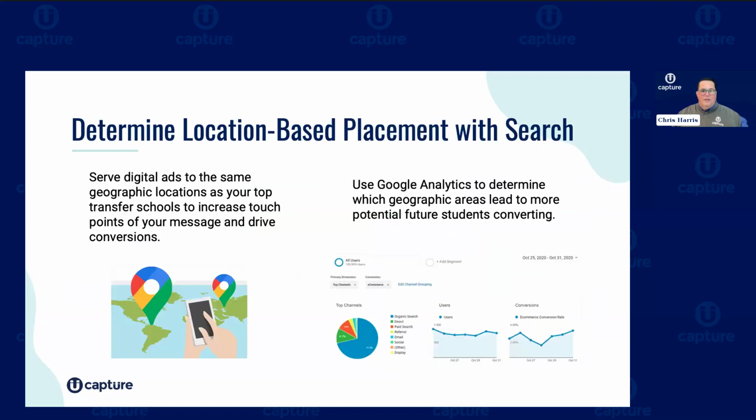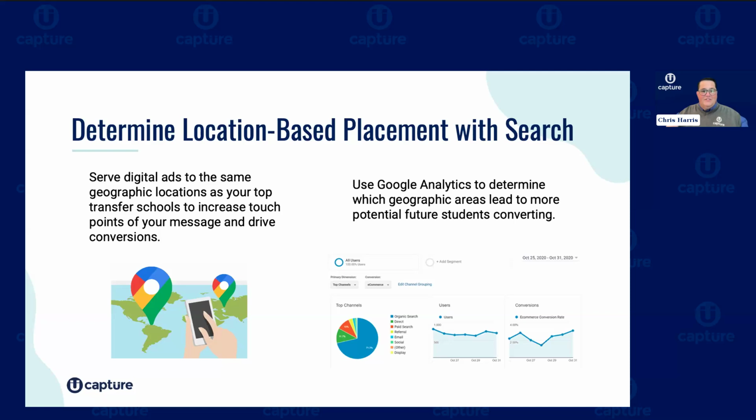Number 2, determine location-based placement with search. Okay, so you have your search names. Now you have your search names, you can start to look at where those students are, where maybe students in the past have possibly looked at transferring to your institution.